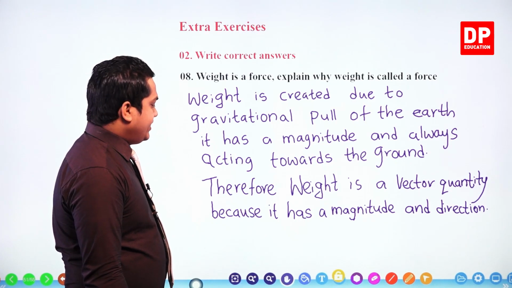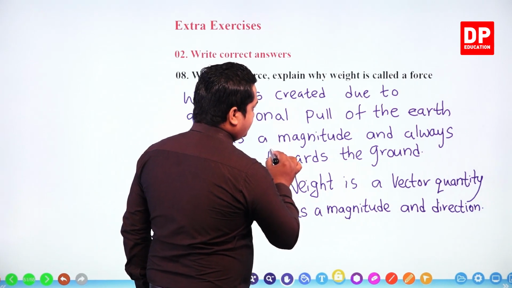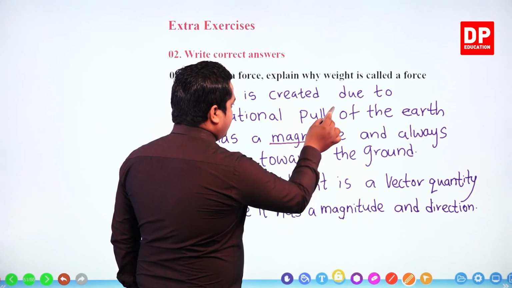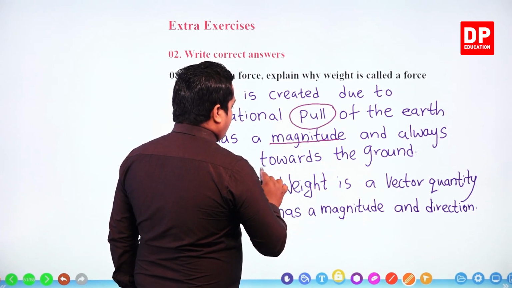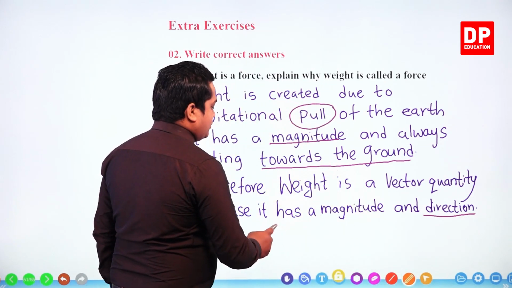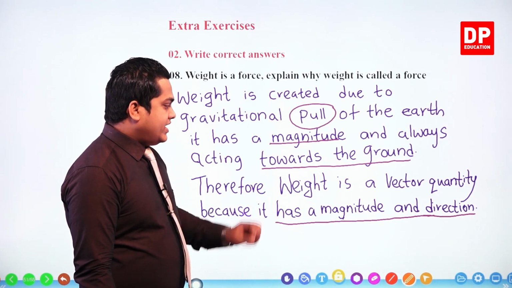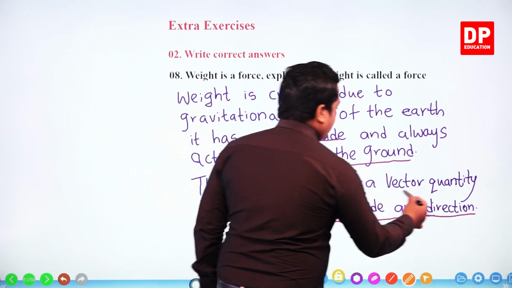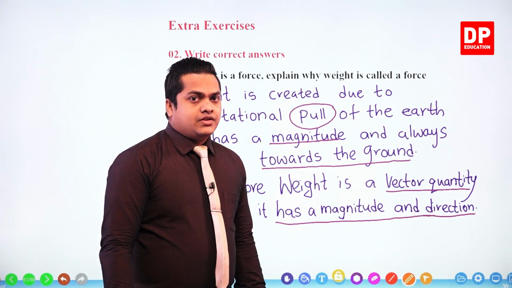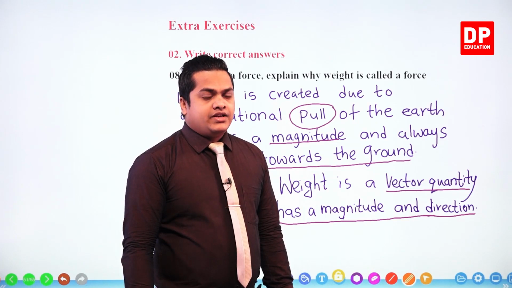Vector quantity. What is the reason? Because it has a magnitude, because it is a pull, and also always acting towards the ground. That means it has a direction too. So, as weight has both direction and magnitude, it is a vector quantity, my dear children. So, always remember, weight is a vector quantity and it is the gravitational pull acting on a certain object.